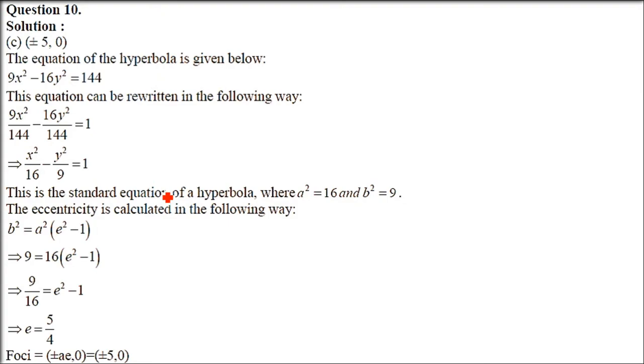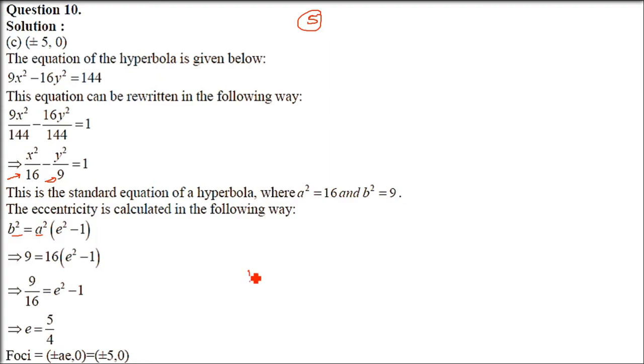The foci of the hyperbola 9x square minus 16y square equals 144. Again, this is the fourth or fifth time we are doing this question. Let me tell you, 9x square minus 16y square equals 144. Divide both sides by 144. The denominators will come as 16 and 9. 16 is a square, 9 is b square. b square equals a square into e square minus 1. e will be 5 by 4.